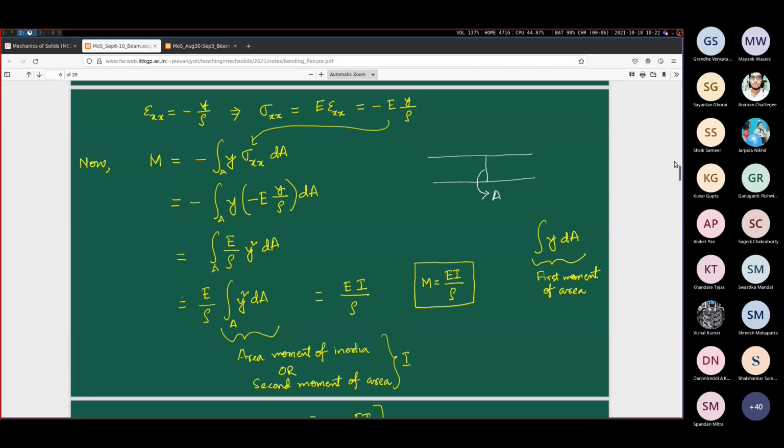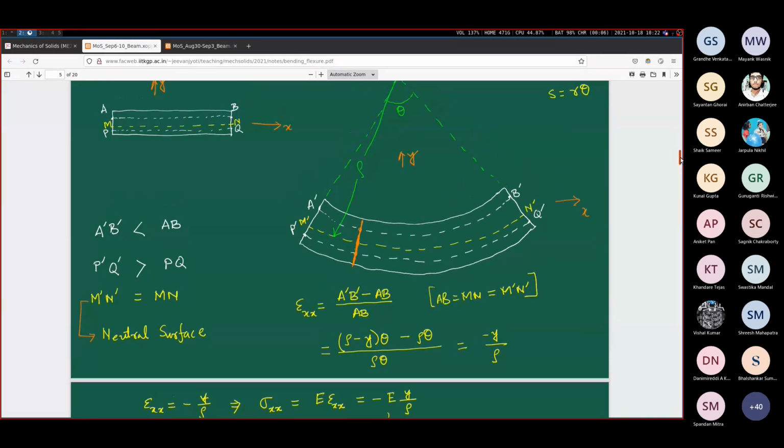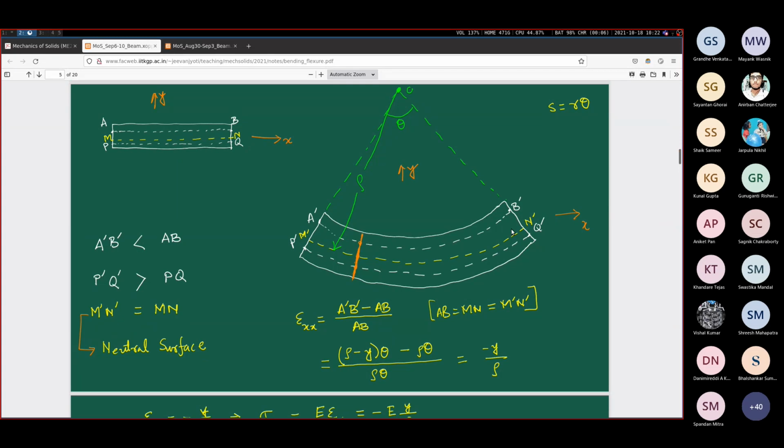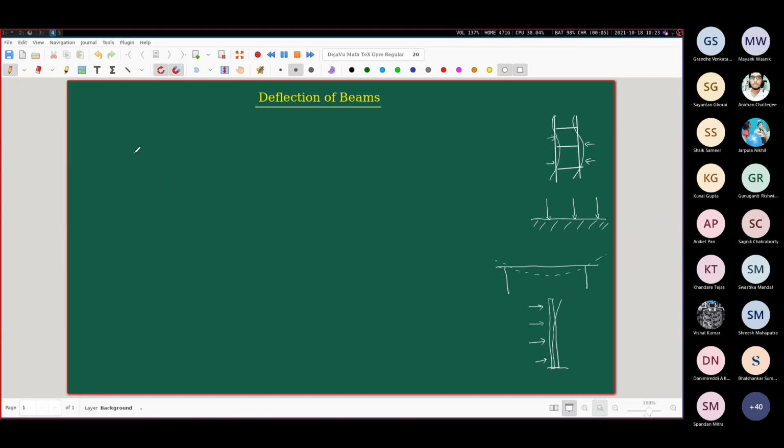Just to remind you, this is the bent form of the beam, and this is the radius of curvature. You'll have a center of curvature of this thing. This is the radius of curvature. So that is what I mean. Let me get back to deflection of beams now. We are going to start with that formula, M is equal to EI by rho.